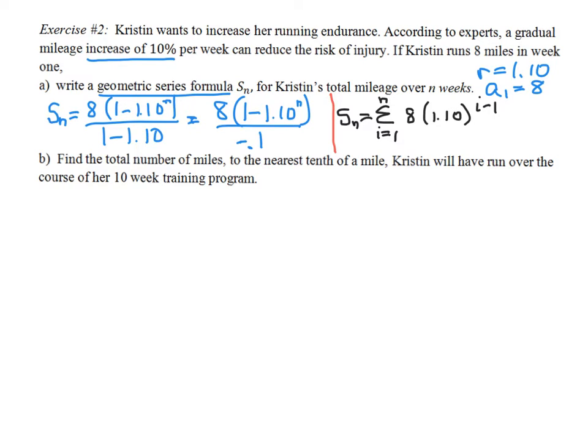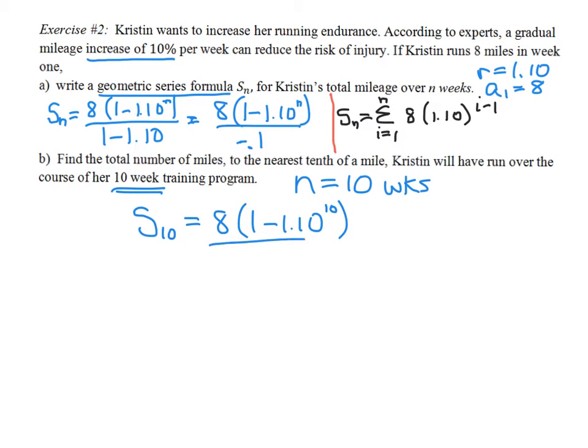Now in part B, we want to find the total number of miles that she will have run if now we know we're talking 10 weeks. So that means in this problem we want n to equal 10. So 10 weeks is going to be my n value. So if I want to find the total, I'm going to go back to that first formula and I'm going to say S10 is equal to 8 multiplied by 1 minus 1.10 to the 10th power all over negative 0.1.